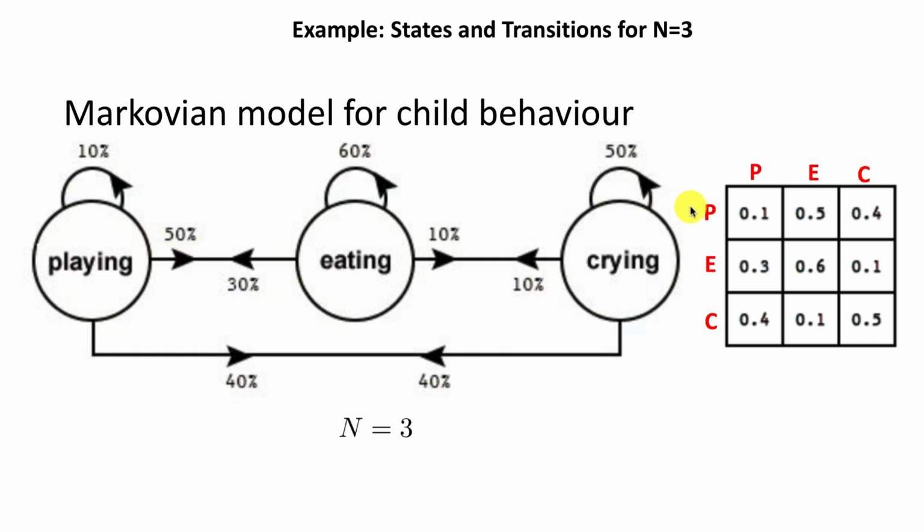These are represented here in this table. So playing to playing is 10% or 0.1. Playing to eating is 50% or 0.5. Playing to crying is 40%. And similarly for the other elements of this table over here. Notice that this is a square matrix. Now with only slight changes, there are so many different systems that can be thus modeled.